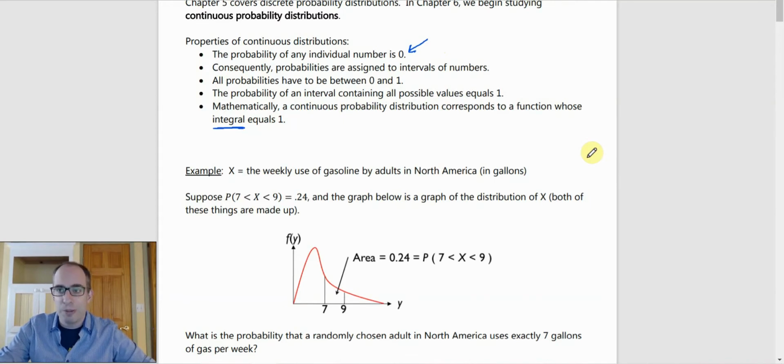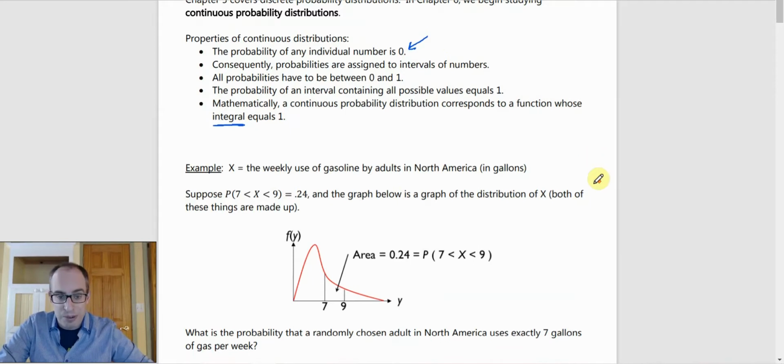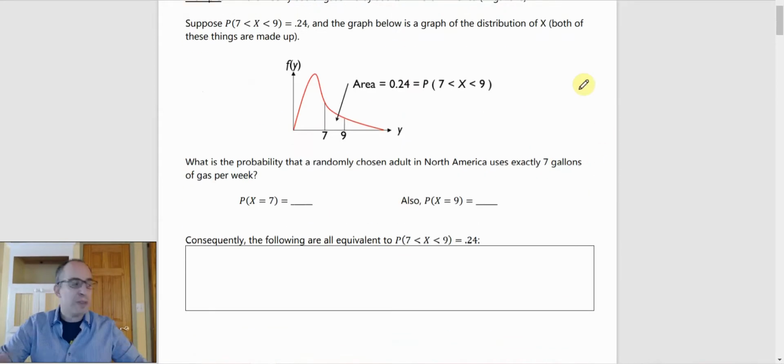Like with a binomial, the probability that x is greater than 2 or x is greater than or equal to 2, those are going to be different things. But here, with a continuous variable, they're not. So, like it says here, suppose that, and I'm cutting part of this off.